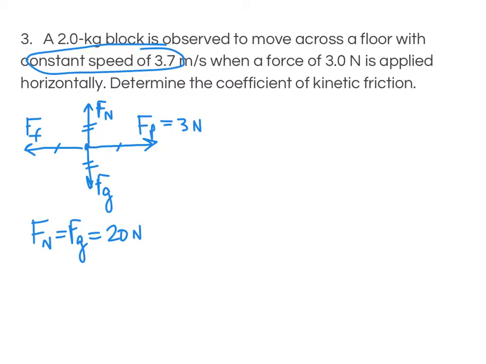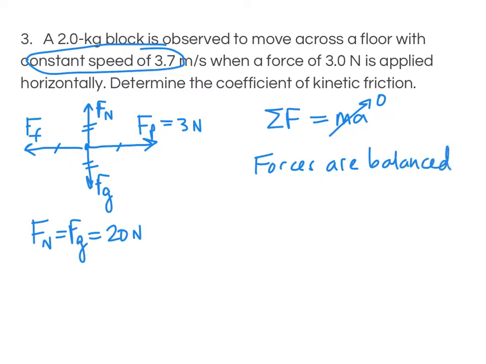There are 2 ways I could do it. I could be very formal and say that the sum of the forces equals ma, but because it's at a constant speed, there is no acceleration. I could set it up that way, or I could just notice that the forces are balanced and use that idea. And so my frictional force has to equal my applied force. And my frictional force is, of course, mu times the normal force.